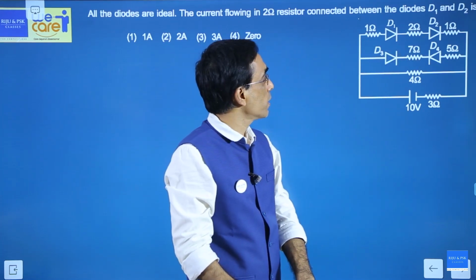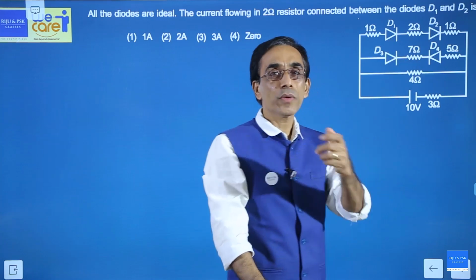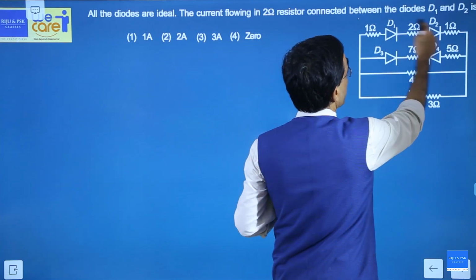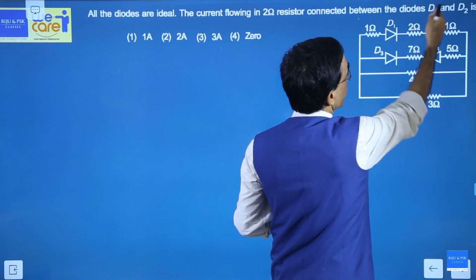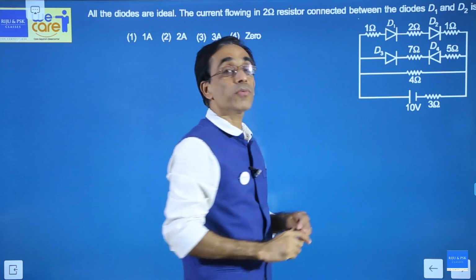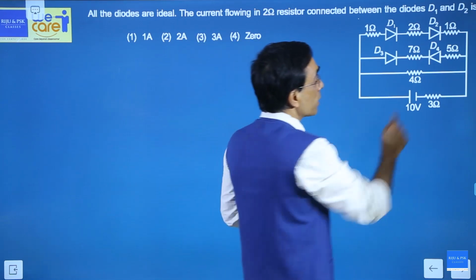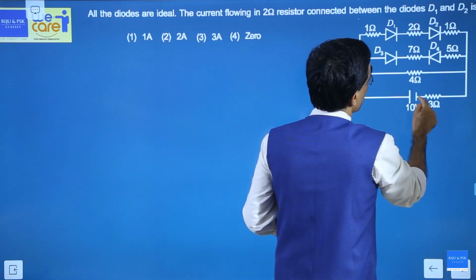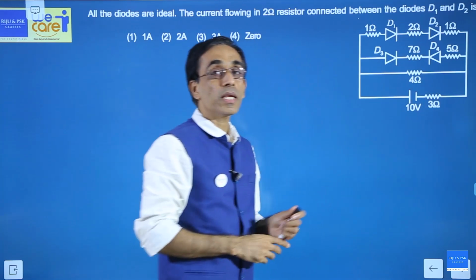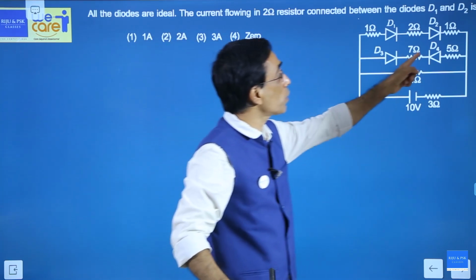Because to forward bias a diode you need something around 0.6 volts. So we are giving 10 volts. So even when they share it, enough voltage is available for D2 for forward bias. What about D4? D4, the P side is at a lower potential and N side will be probably at a higher potential. So D4 is reverse biased. So D4 will not conduct.